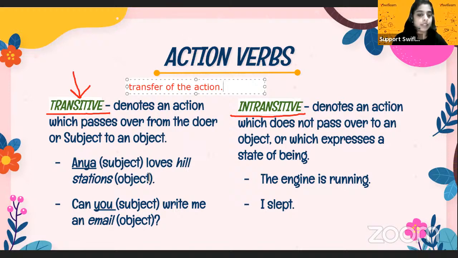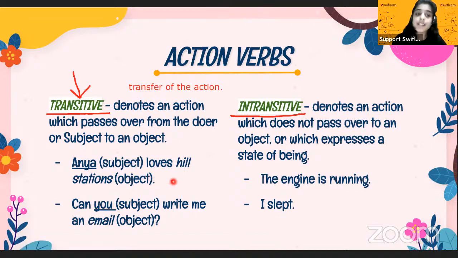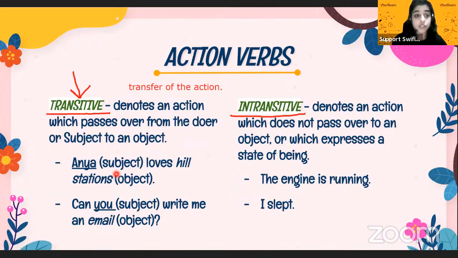For example, let's see. Anya loves hill stations. Now, in this example, if you would see, Anya is the subject here because she is the doer of the action. Doer means that person who is doing the action. So, Anya loves hill stations. So, Anya is the subject here. But what does Anya love? What does she love? I cannot leave the sentence here.